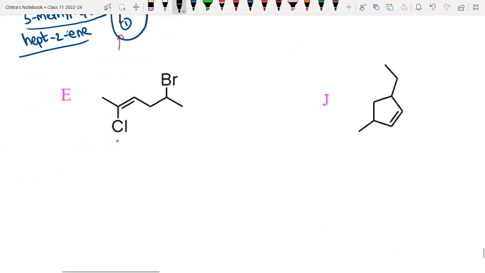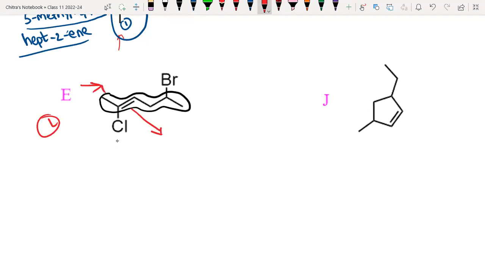So now we are not going that much deep. I'm just writing this is our main chain. And we have to number from this side because we have multiple bond over here, which is going to be minimum distance from the left side. So carbon number 1, 2, 3, 4, 5, and 6.